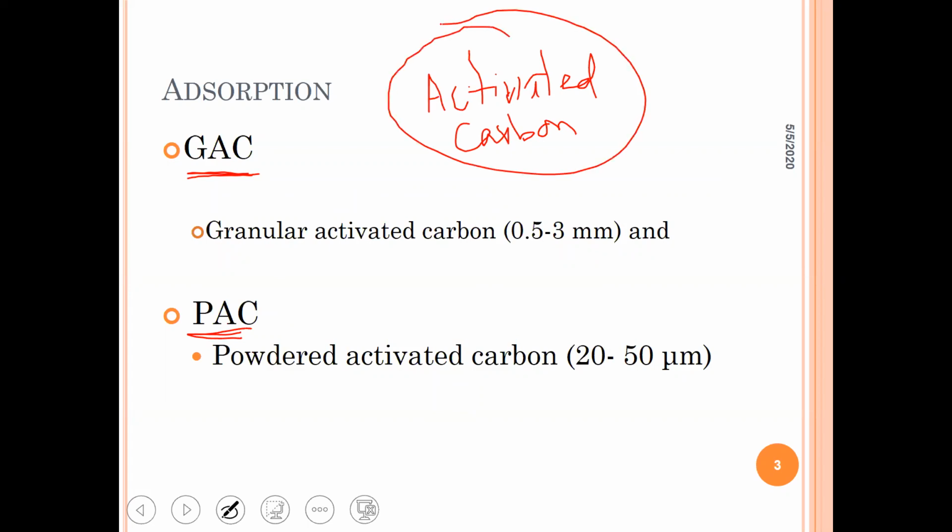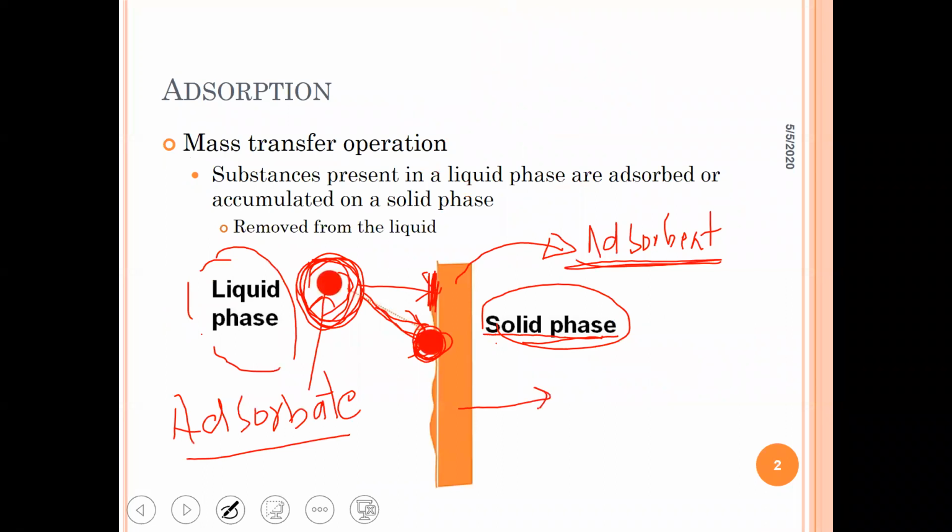Both are activated carbon, but because of their particle size, they are either granular, which is 0.5 to 3 millimeter, or powder, 20 to 50 micrometer. So granular activated carbon is a bit bigger than powdered activated carbon. Otherwise, both are carbon. Most commonly, we use the solid phase activated carbon for removal of different organic adsorbate.